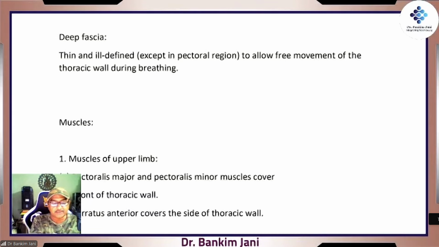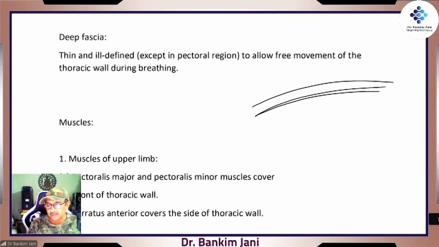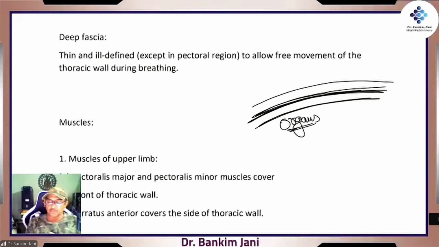Deep fascia is thin and ill-defined, except in the pectoral region, to allow free movements of the thoracic wall during breathing. So this is the skin. Then there is a thick superficial fascia, right? And then there is a deep fascia, and then there are organs like the lungs. Due to all these arrangements, the movement becomes very smooth. There is no friction.